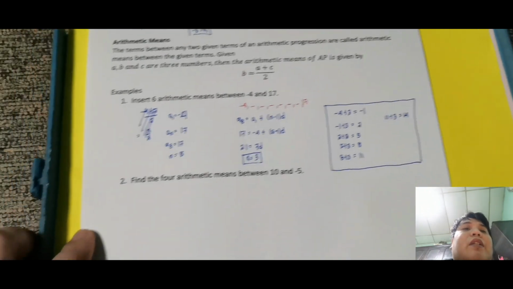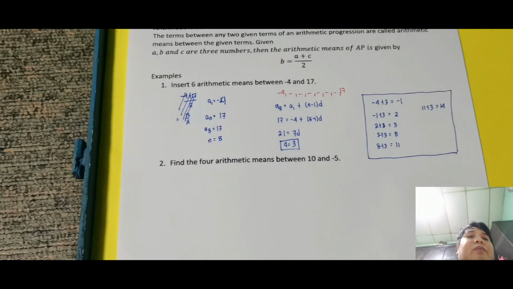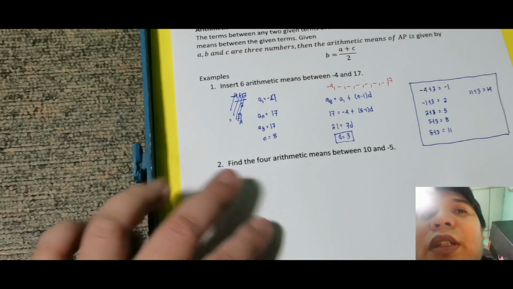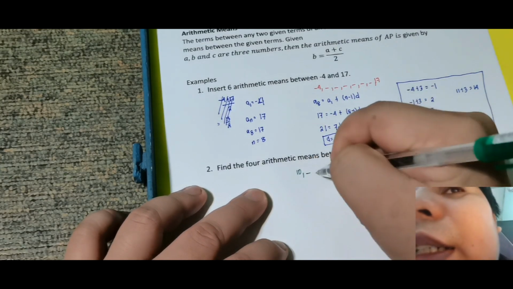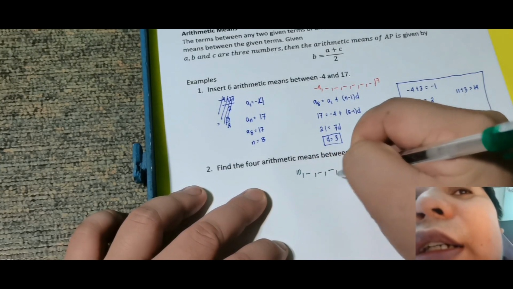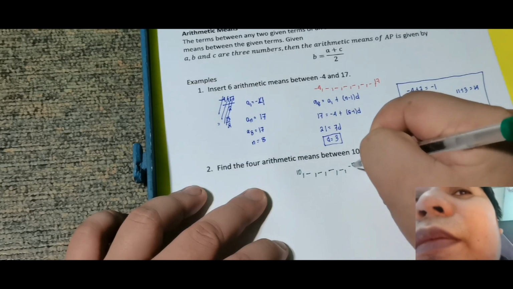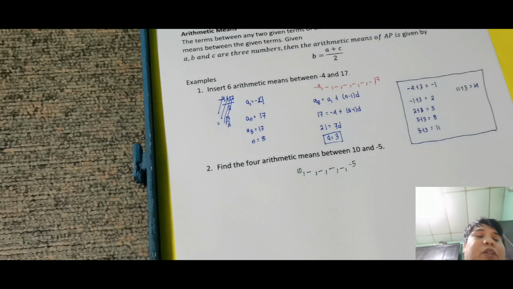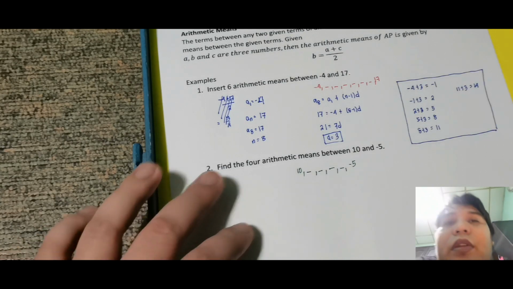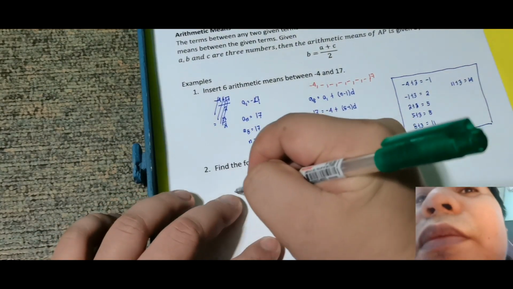Okay? So next is, ito ulit. Find the 4 arithmetic means between 10 and negative 5. Similar approach ang gagawin natin. Assuming natin na yung 10 yung a sub 1 natin. So 10, blank, blank, blank, blank, then negative 5. Huwag niyong isipin na dapat negative 5 lagi una diyan. Kung ano yung pagkakasunod na sinabi, yun yung gagawin natin.